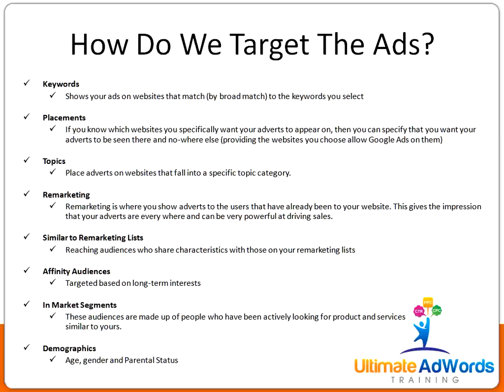You can also specify placements, which means you can request the actual websites that your ads appear on. Now these websites do need to have opted into Google's display network, but if they are opted in, then you can choose for your ads to appear on those sites specifically. You can also target by topic. This is where Google have categorized certain topics, and you can choose to run your ads just on websites within these topic categories.